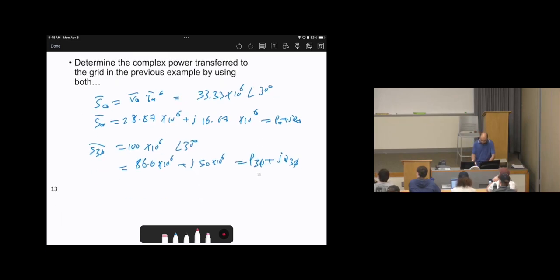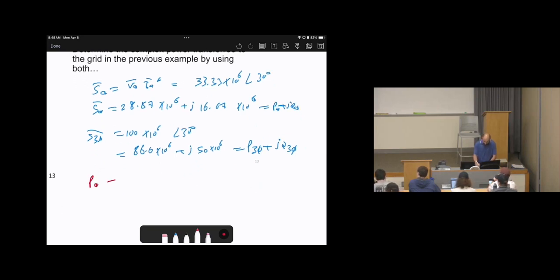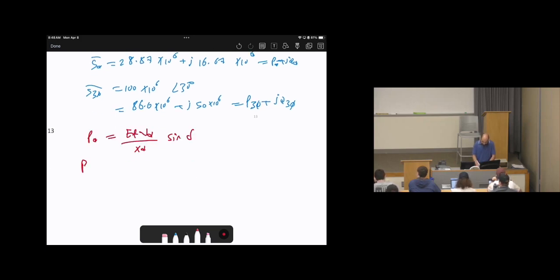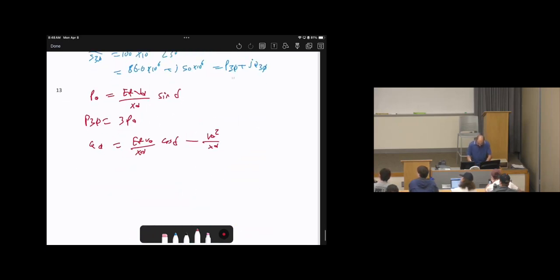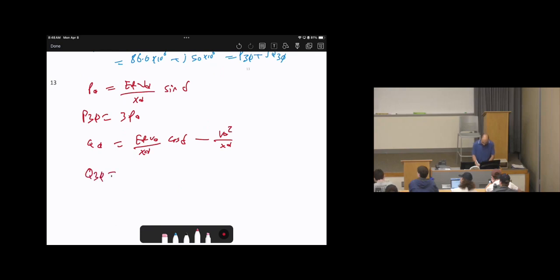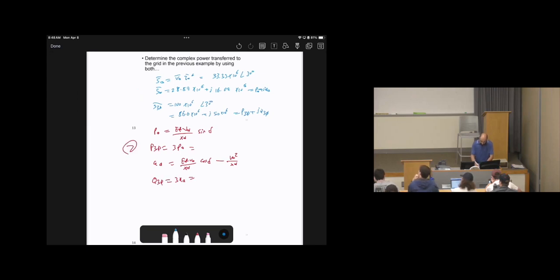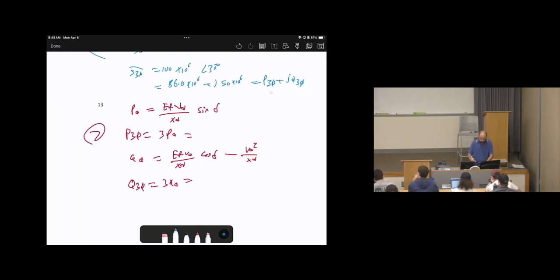However, if you need to use method number 2, you can say PA equals EF VA as a magnitude divided by XD sine delta. Then P three-phase will be 3 times PA. Then the reactive power, which is EF VA over XD cosine delta minus VA square over XD. Is it VA square over XD? Yes. And then Q three-phase will be 3 times QA. Then you can substitute it. So this is method number 2, and we have method number 1 before. And of course, they should give the same answers.